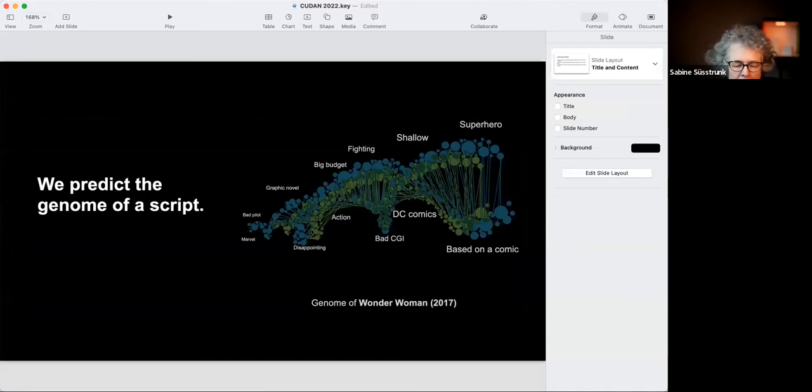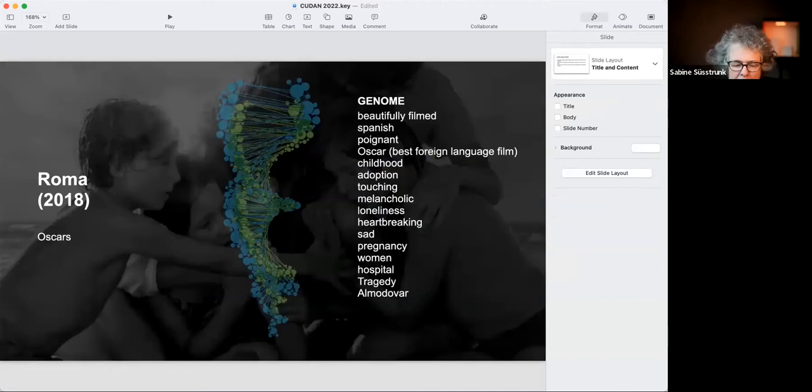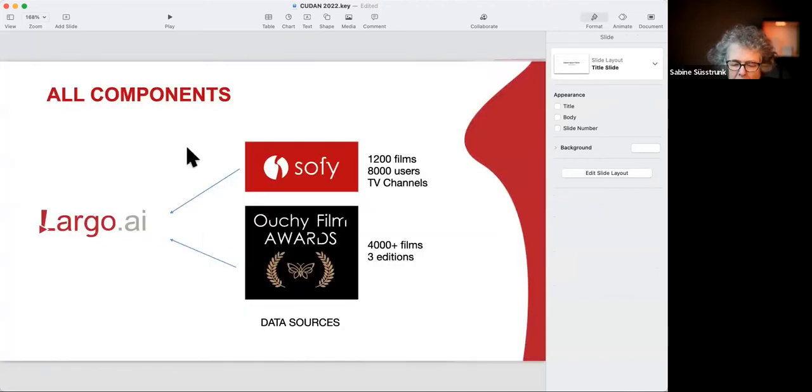And we can also predict the genome of a script, and the genome of a script is basically the keywords that people use to describe a film. This is an example for Superwomen. This is an example for Roma.